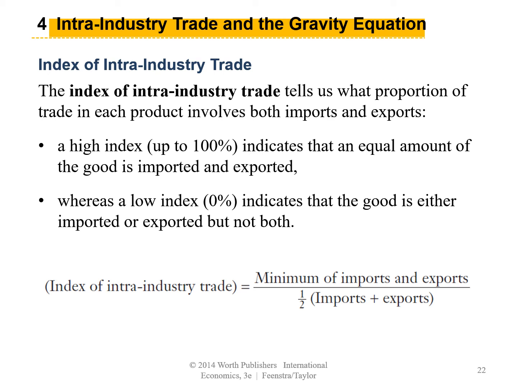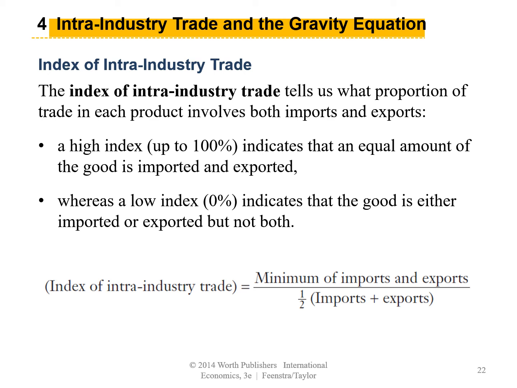Go down to the bottom, the imports and exports are 100 plus 100, and half of that, half of the 200, is 100. So what do you have in the numerator? 100. In fact, in this case, you can pick either the imports or the exports. Neither of them is the lowest, so it doesn't matter which one you pick. So 100 in the numerator, 100 in the denominator, 100 over 100 equals 1. So in this case, the index of intra-industry trade equals 1, which indicates completely balanced trade.